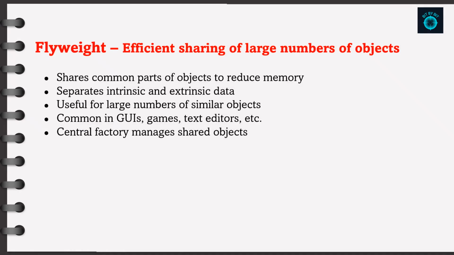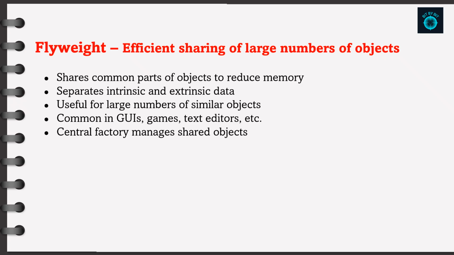Flyweight. Efficient sharing of large numbers of objects. The Flyweight pattern is used to reduce memory usage when your application needs to create a very large number of similar objects. The core idea is to share common data between objects instead of duplicating it in every instance. Flyweight objects are divided into two types of data: intrinsic data, which is shared and stored in the Flyweight object; and extrinsic data, which is unique to each use case and passed in when needed.